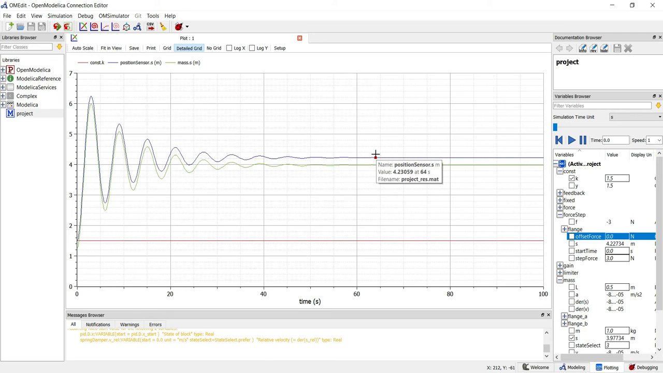The blue line represents the position sensor, whereas the green line represents the right side of the mass. We can see that both graphs show the same oscillations and both take the same time to reach steady state, which is 3.97982 meters at 64 seconds. However, they do not reach the constant value that we set, which is 1.5. Hence, this PID controller does not suit this modeling.